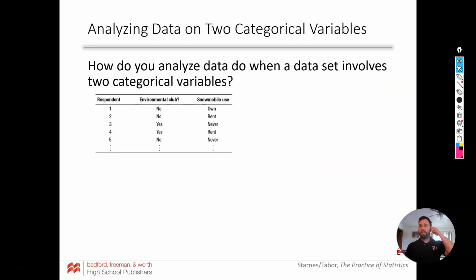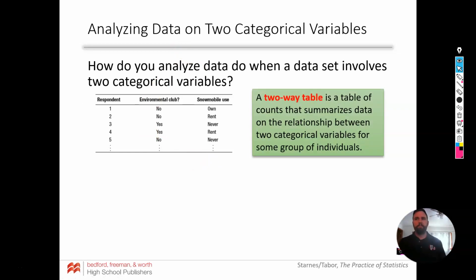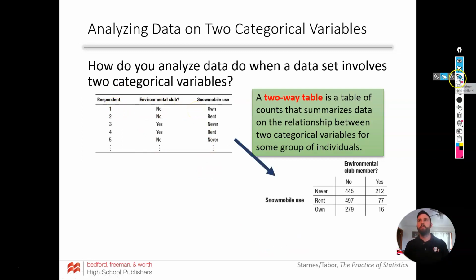Now, what do you do if there are 2 sets of categorical variables? What do you do? All right. So you make something called a two-way table. Now, what a two-way table does is it shows relationships between 2 groups of variables. So here we have 1 respondent, 2 sets of data. Now we can take this and combine it and make a two-way table. We can find out how many were no and nevers, how many were yes and nevers, how many rented and yes, how many owned and yes, and no. Okay?